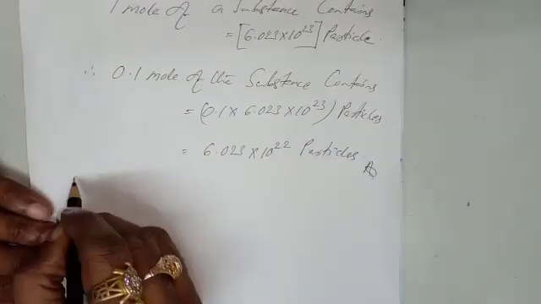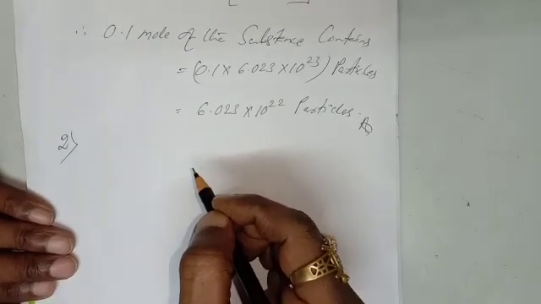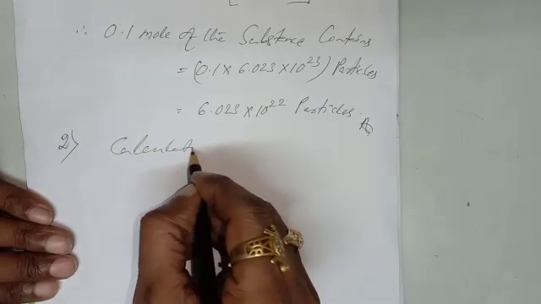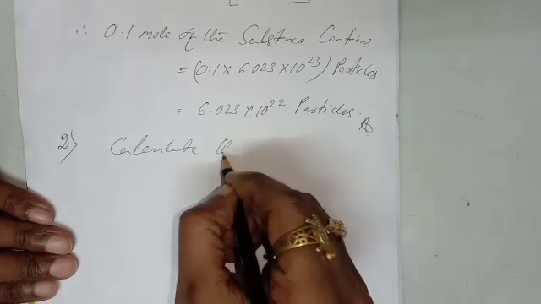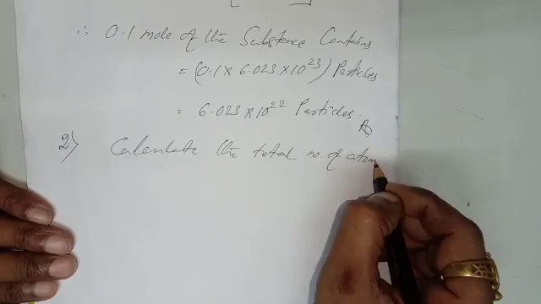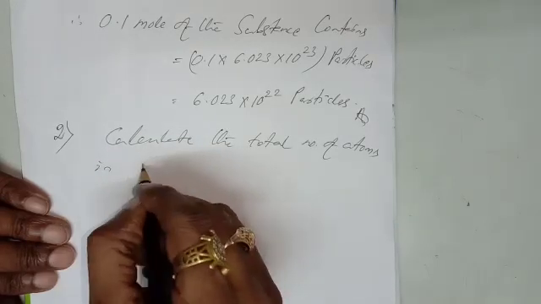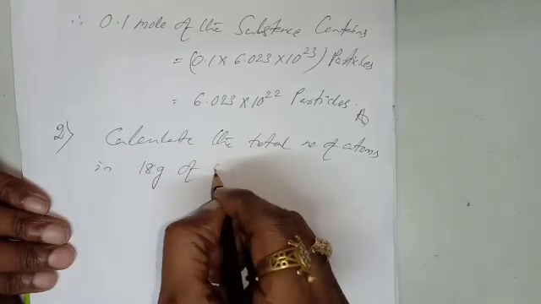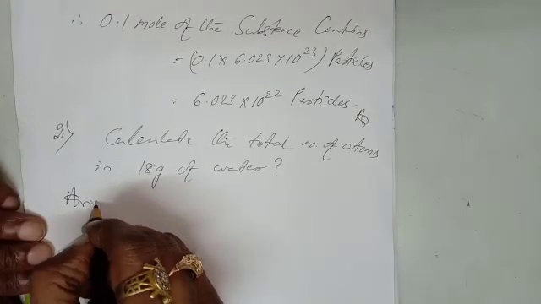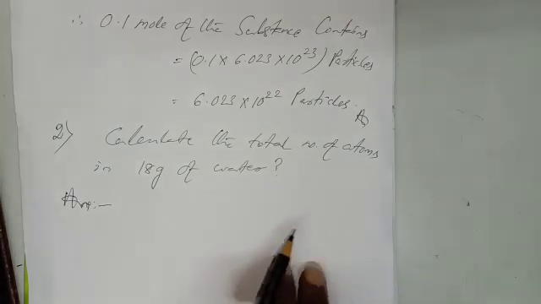Let us take question number 2. It is giving, calculate the total number of atoms present in 18 grams of water. I am writing the question: calculate the total number of atoms present in 18 grams of water. Okay, this is the question, you have to find out the answer. I am repeating the question here. Calculate the total number of atoms in 18 grams of water.